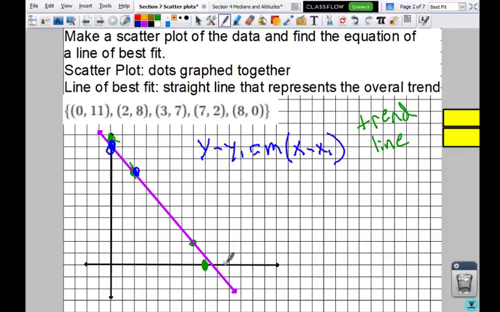Can we use any dots? Any dots that are on the line. So for example, I could have used this one right here, because that dot is on my line. Even though I didn't graph a scatter plot dot there, I can still use it because it's on my line. Because right now I'm making my equation, all I care about is the line I drew.